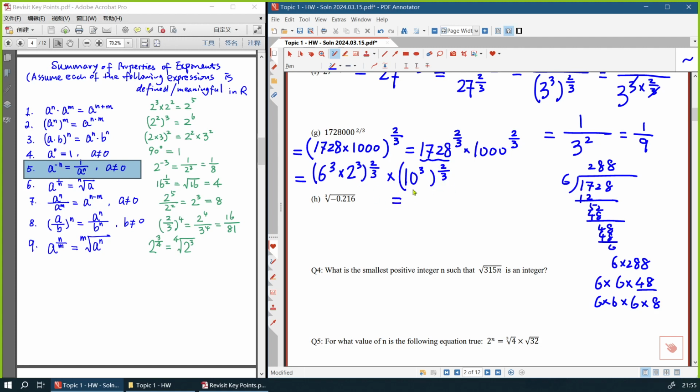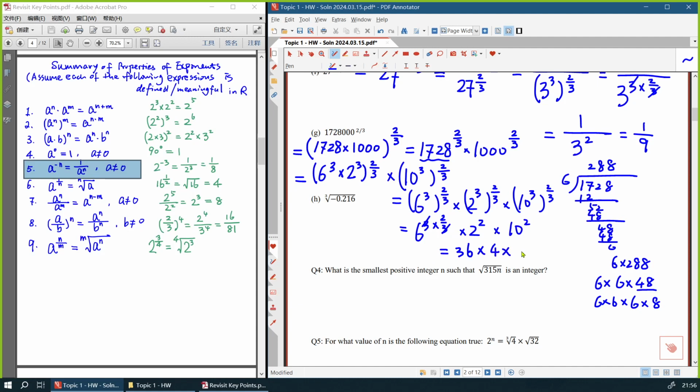And this will give you, first of all, 6 to the power of 3, then to the power of 2 thirds, times 2 to the power of 3 to the power of 2 thirds, times 10 to the power of 3, then to the power of 2 thirds. Then that equals 6 to the power of 3 times 2 over 3. This can be cancelled. So that'll give you 6 to the power of 2 times 2 to the power of 2 times 10 to the power of 2, right? So that'll be 36 times 4 times 100, which is 14400, right? Can you follow me?